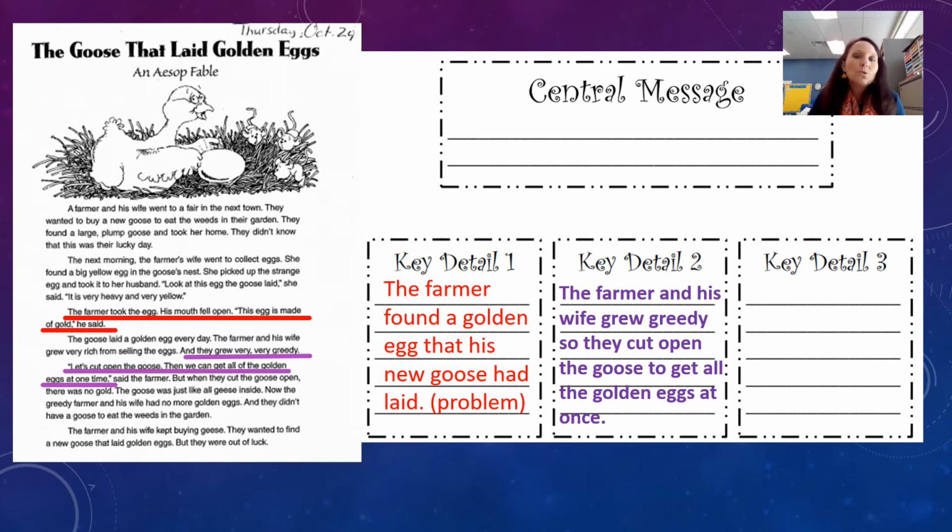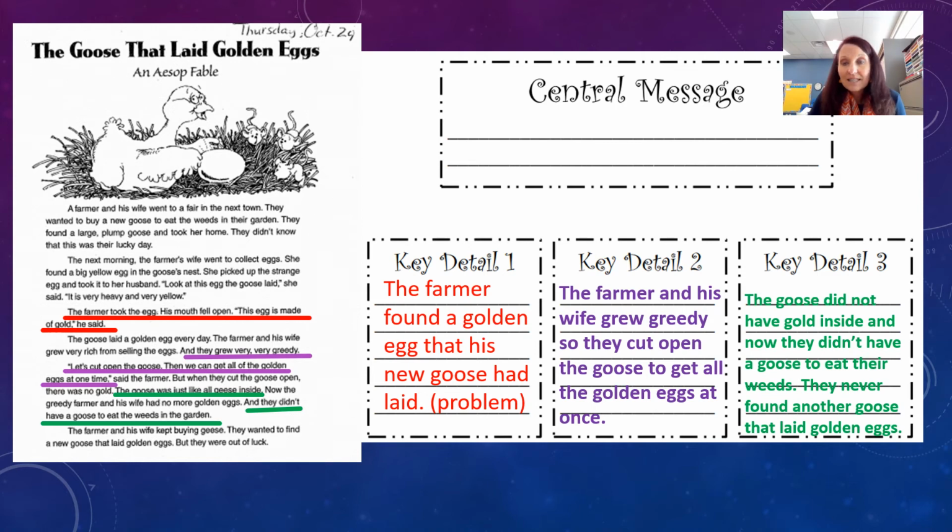So how does the story end? This is the third key detail. Well, I know at the end, the goose was just like any other goose inside, and they now don't have a goose to eat the weeds in their garden. They keep looking for another goose to lay golden eggs, but they're out of luck.